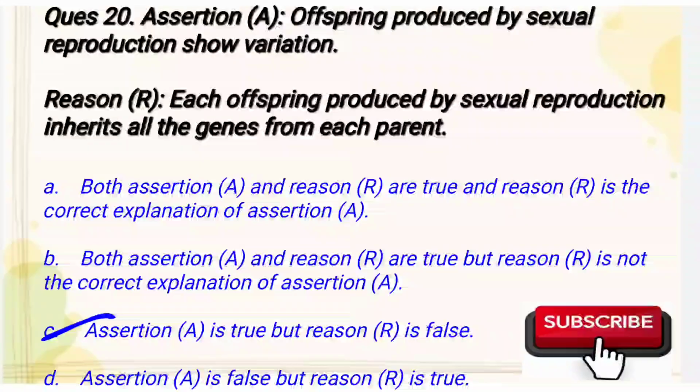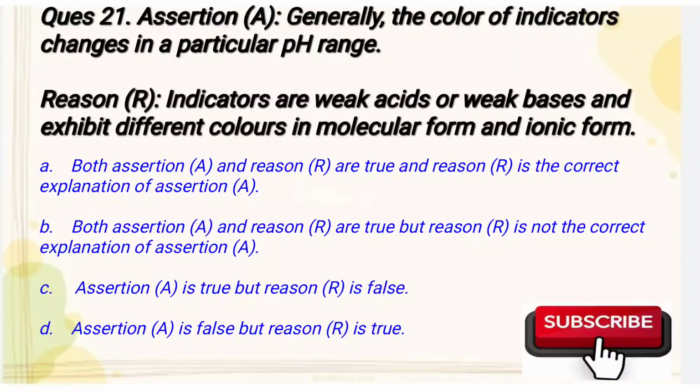Option C, assertion is true but reason is false. Assertion: generally the color of indicator changes in the particular pH range. Reason: indicators are weak acids and weak bases and exhibit different colors in molecular form and ionic form.